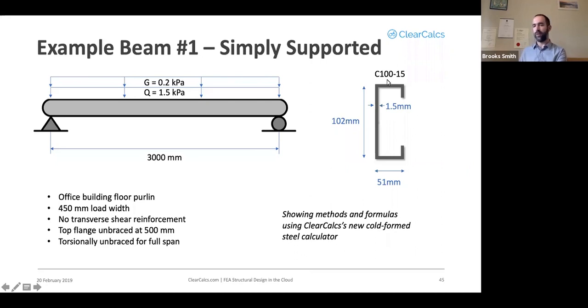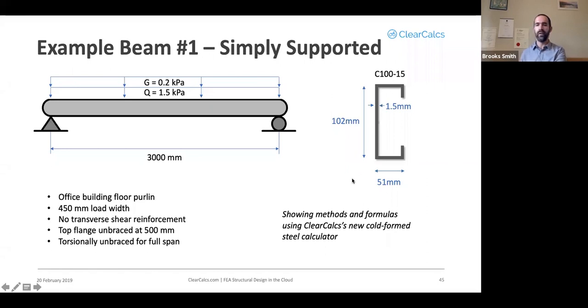The first number in there is the nominal height of the web. So it's actually 102 millimeters, nominal 100. The second number in there, 15, refers to the thickness of the entire cross section. So 15 is 1.5 millimeters. For this type of section, your flange width is 51 millimeters.